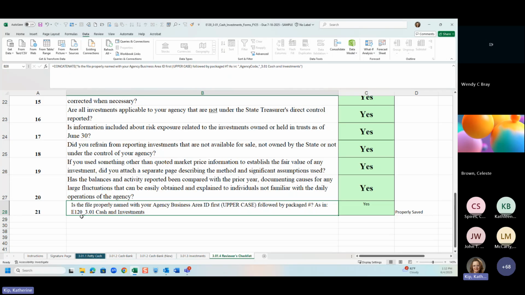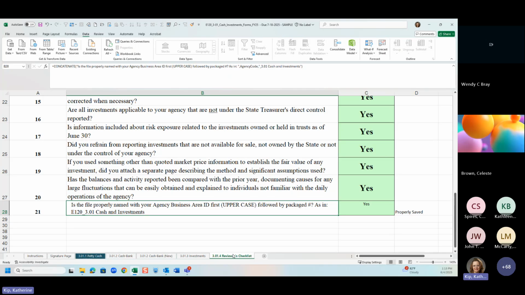So y'all should be pretty well familiar with how to save it, but previously, we would get 90 packages and they would all say 3.01 cash and investments, and we wouldn't know necessarily whose it belonged to. So this saves a lot of time to make sure, yes, we've gotten this package and we know exactly who this package belongs to.